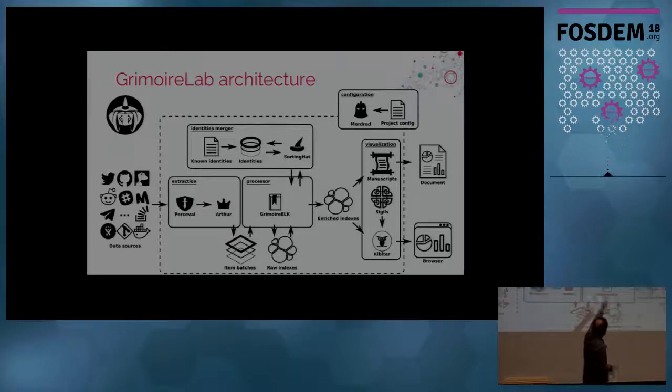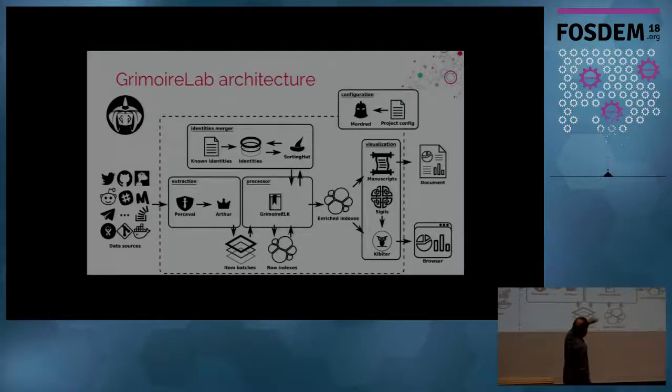And GrimoireLab uses that information and some computing for doing the enriched indexes. The enriched indexes are the ones that have like a summary of the information that we have in the raw indexes, and that summary is specifically designed for the analytics. That's where we are, for instance, annotating every commit with the company for the person doing the commit, so that later on you can query on that very easily if you want.